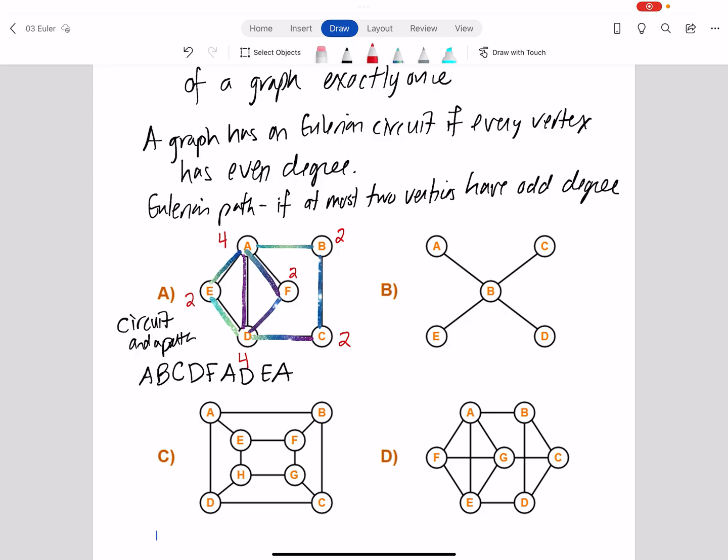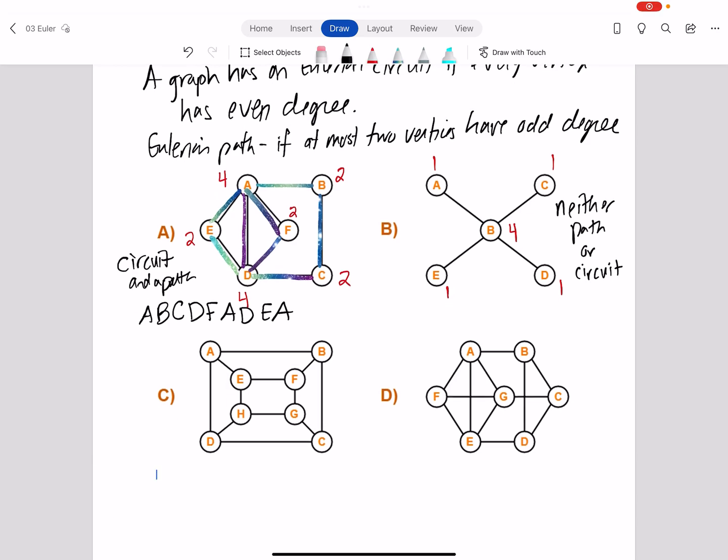If I look at graph B, I notice that each of these outer vertices has degree 1, and the inner vertex has degree 4. So this has neither a path or a circuit. There are too many vertices of odd degree in this graph.